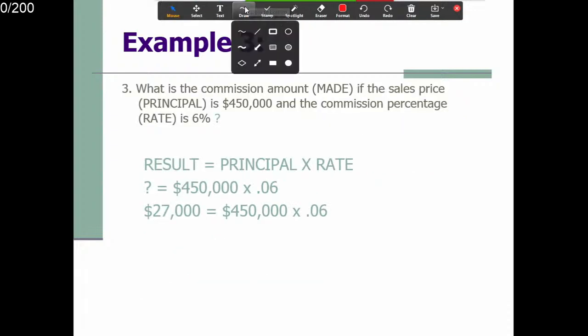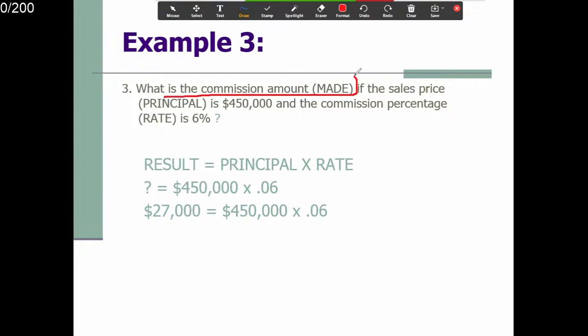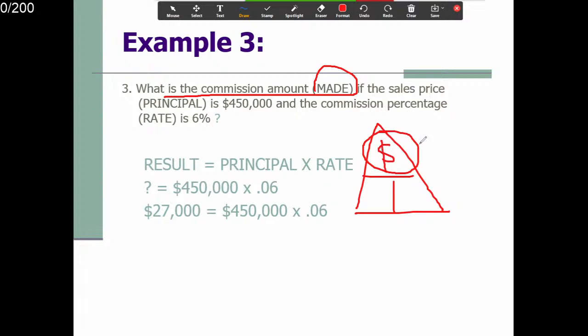Okay, the third example. What is the commission amount made? Let's draw a triangle again. They want to find out what this is, how much I make. If the sale price is 450,000, I sold a house for 450K, and my commission percentage is 6%.